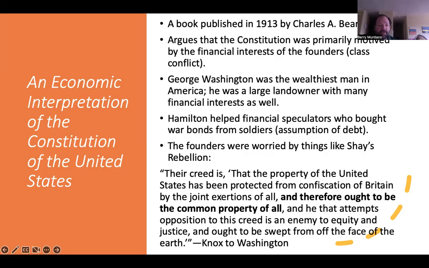Alexander Hamilton, who became the first Secretary of the Treasury, was a close personal aide to Washington, and was also basically the mouthpiece and the point man for the financial speculators on Wall Street, which were already coming into being at this time. One of the major things that he did is he engaged in one of the first major acts of financial speculation in the United States, which is that he helped his Wall Street buddies buy up all of the war bonds that were issued during the Revolutionary War.